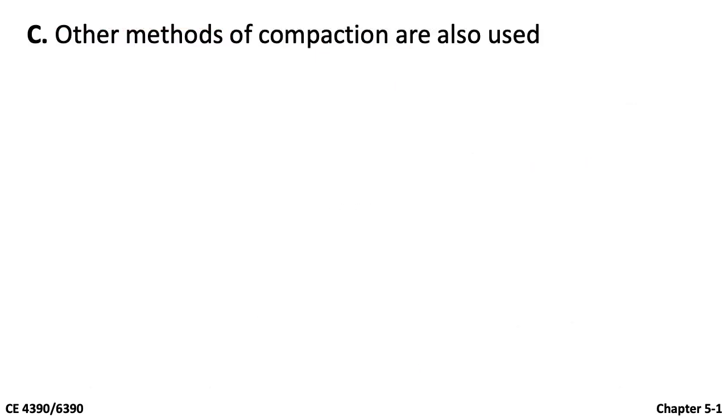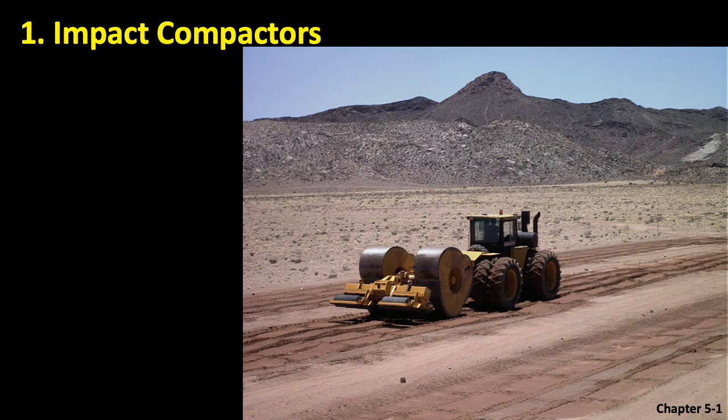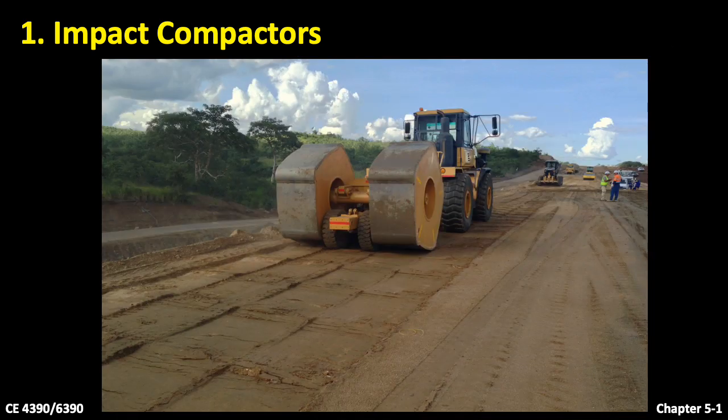Other methods of compaction are also used. This is one example of impact compactors. The roller has a triangular shape. It is like dropping a load when it is rolling. The impact rollers may have a hexagon shape.